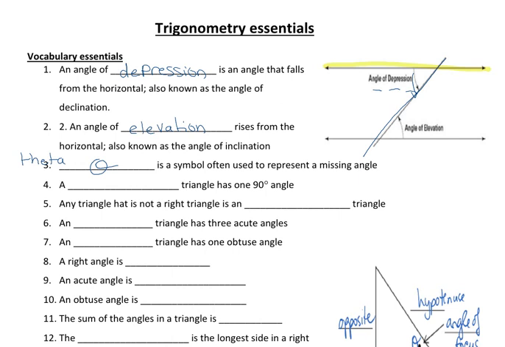What do we call the triangle that has a 90-degree angle? Right angle triangle. So a right triangle has one 90-degree angle.